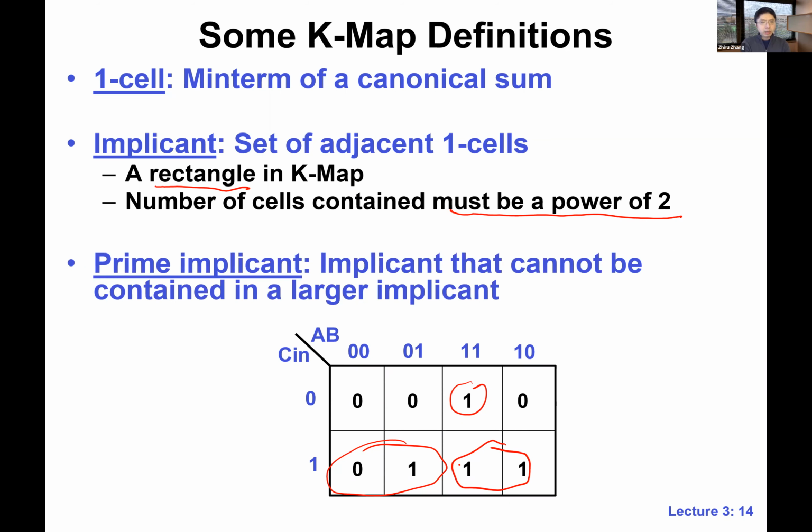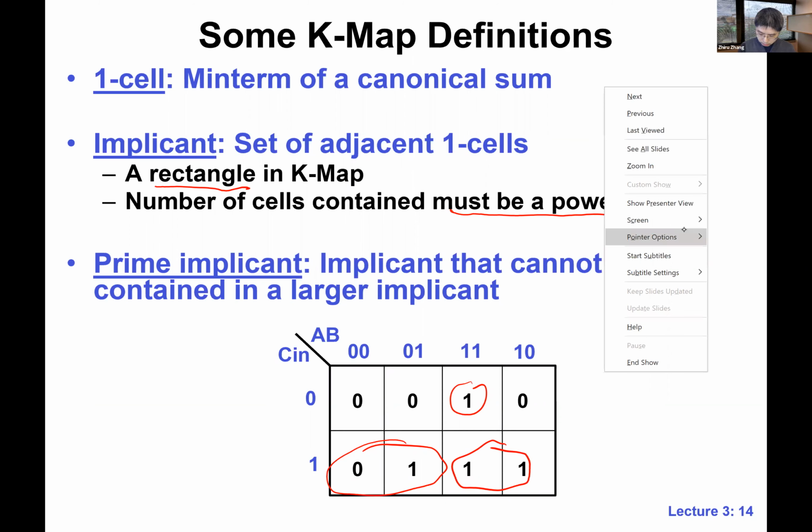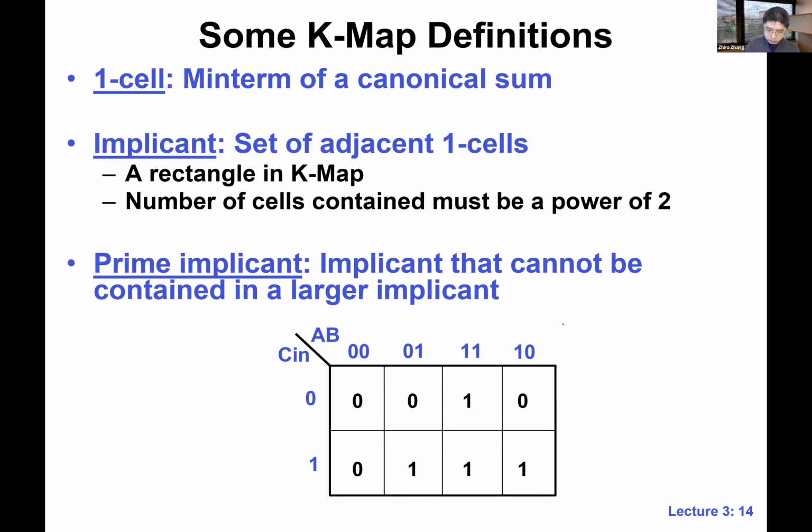And then we have something called a prime implicant, just like a prime number. This is the kind of implicant that cannot be contained in a larger implicant. Again, this may look somewhat confusing initially, but we'll make it very concrete very soon. In this specific case, let me ask you.